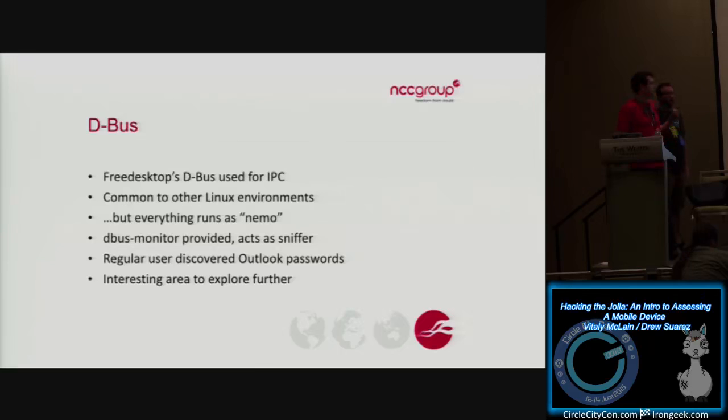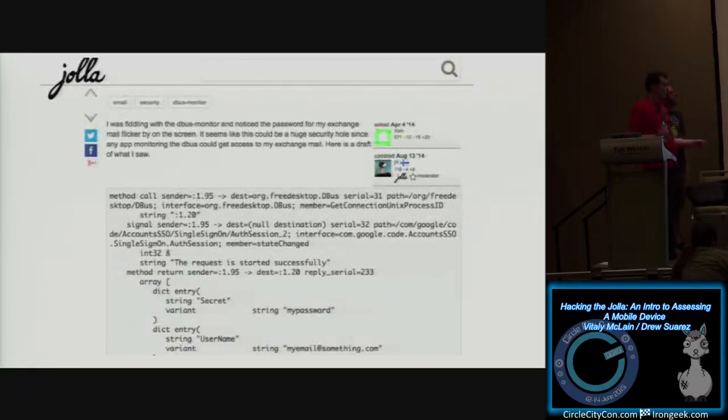And to show you how bad this is, everything runs as one user, and you have the sniffer. A regular user, he was not a security person, discovered this. I'll show you. He posted this message to their message board. He's saying, hey, I was playing around with dbus sniffer or dbus monitor, and I saw my Outlook password going around as a regular user, meaning any app can just monitor dbus and pick it up. And so they changed this model, and now you see a lot more information, but it shows what happens when you use just one user for everything.